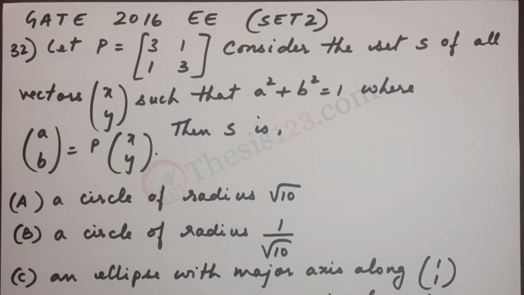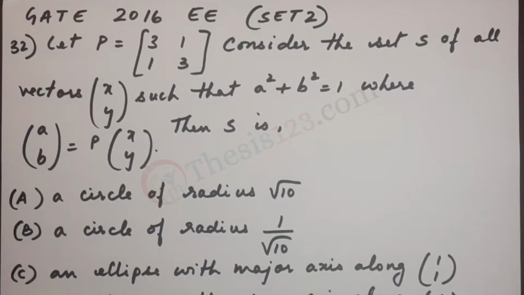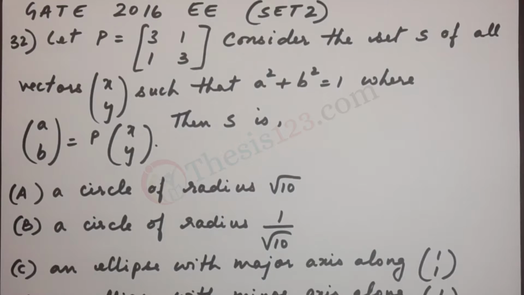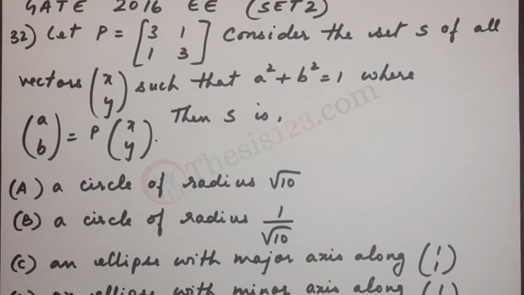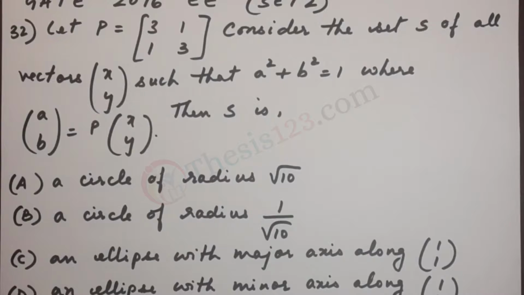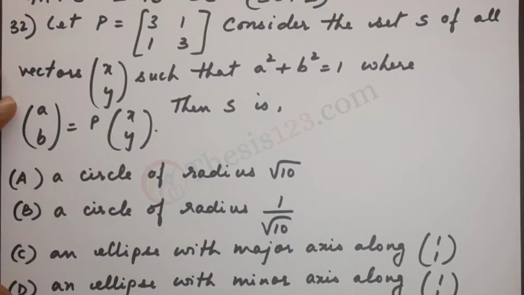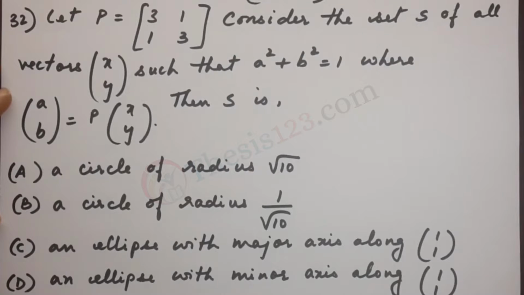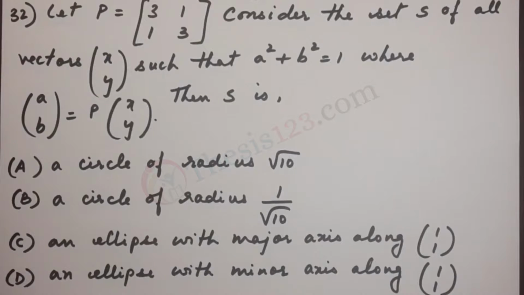Okay, so here's the next question, number 32. Let P equal to 3, 1, 1, 3, which is a 2 by 2 matrix. Consider the set S of all vectors x, y such that a square plus b square is equal to 1, where a, b equals P into x, y. Then S is, so our four options are a circle of radius root 10, a circle of radius 1 by root 10, an ellipse with a major axis along 1, 1, and an ellipse with a minor axis along 1, 1.